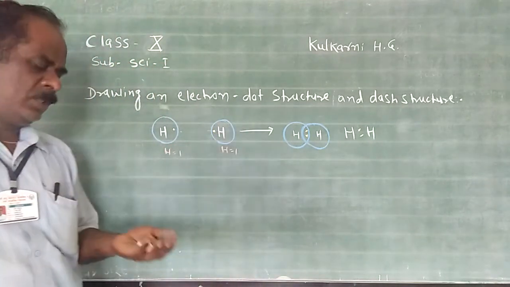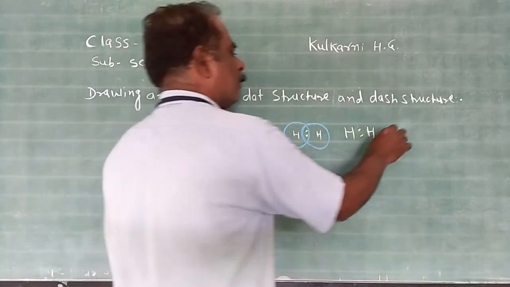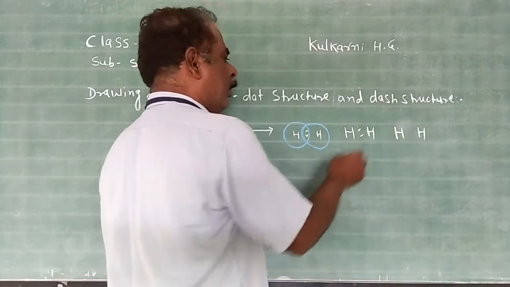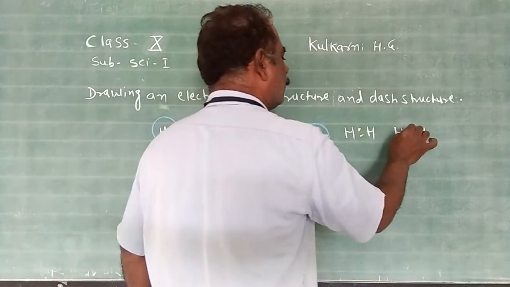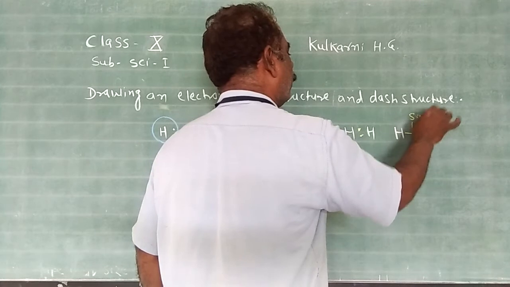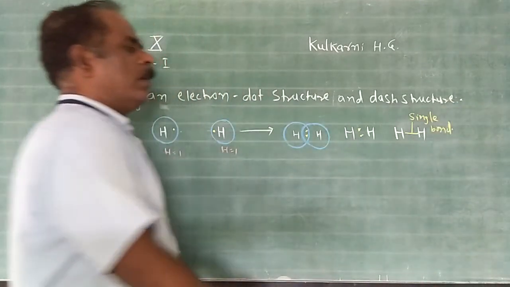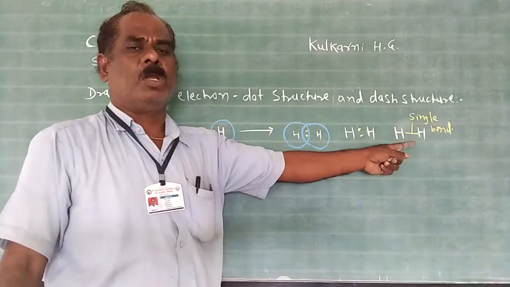Then how to draw the dash structure? You remember the covalent bond is denoted by a dash line. Here only one pair is present between the two hydrogen atoms. Due to the presence of a single pair, it forms a single covalent bond. A single covalent bond is formed. This is called the dash structure of the hydrogen molecule.